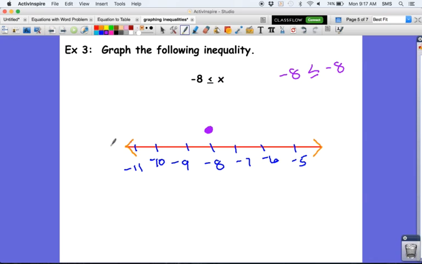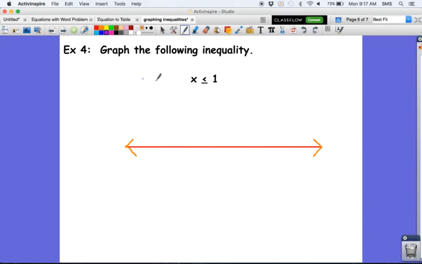So I need to figure out, do I shade left or do I shade right? Which numbers are bigger than negative 8? Because the alligator is going to eat the x, that means x is the bigger number. So I need to test my values. If I were to plug in negative 9 for x, is negative 8 less than or equal to negative 9? No, it's not. With negatives, remember, it's backwards. Okay, so that's not a solution. This would actually be less than. So that means I need to shade to the right, because negative 7 is a bigger number than negative 8. Negative 6 is bigger than negative 8.